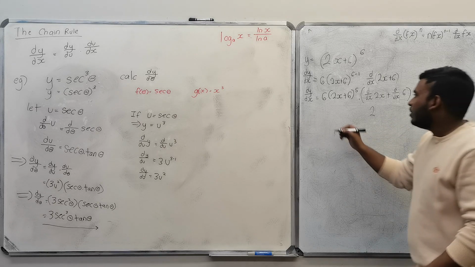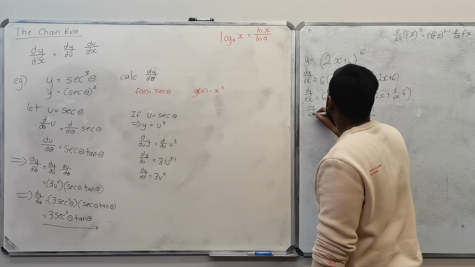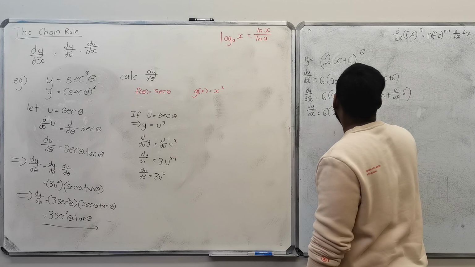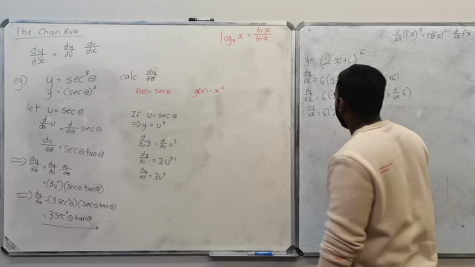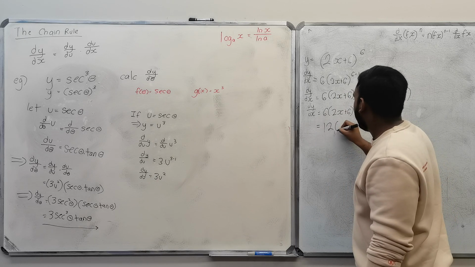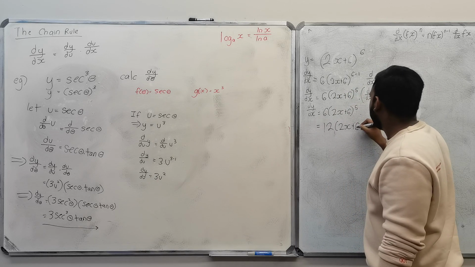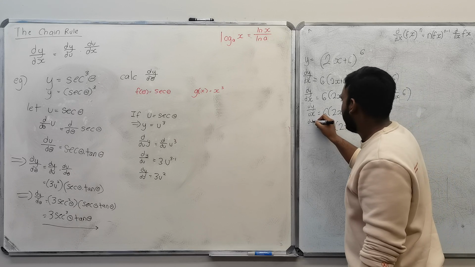So dy over dx is equal to 6 times (2x + 6) to the power 5 times 2, which is 12 times (2x + 6) to the power 5.